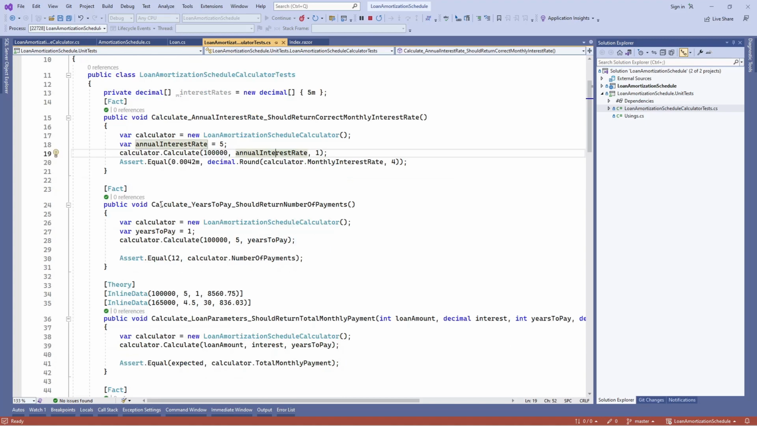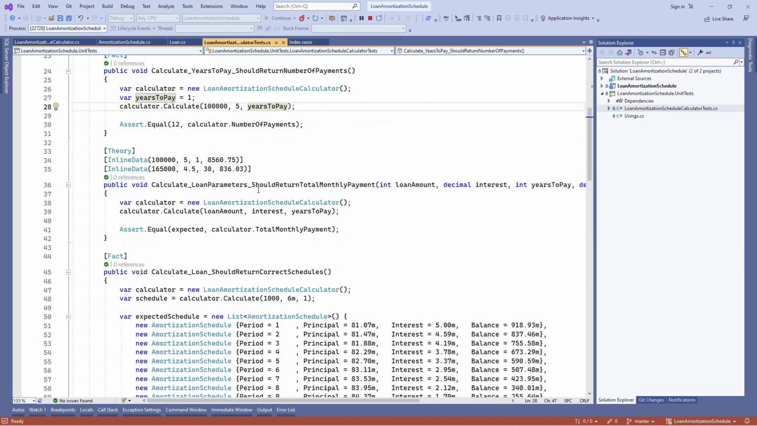And then here also, this is for calculating the years to pay, that should return the number of payments. By default, an amortization would commonly be 1 year, that would be 12 payments since 12 months. If you have 2 years, then you have 24, then 3 years, 36, and so on and so forth. You just multiply the number of years by the number of months. So yeah, that is one.